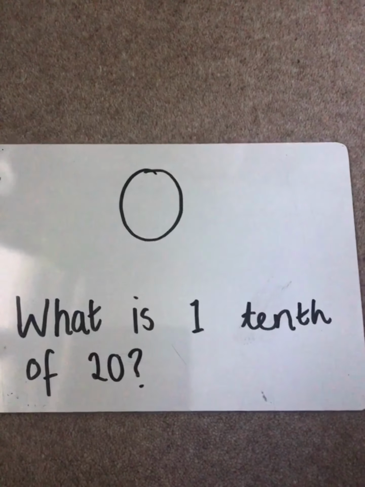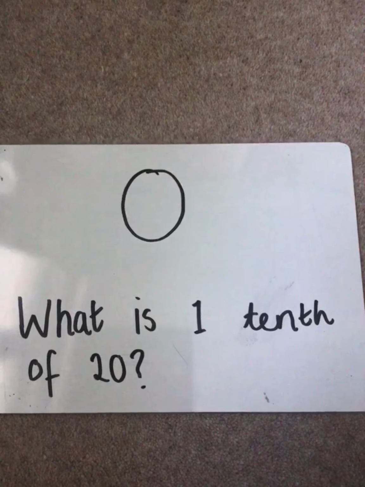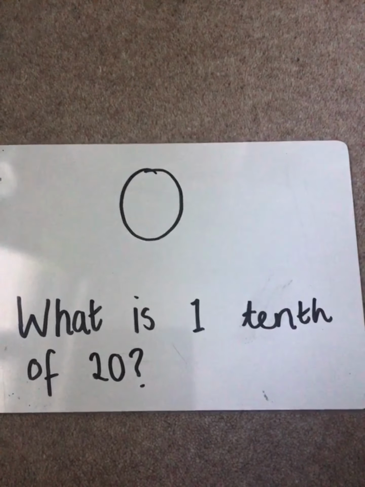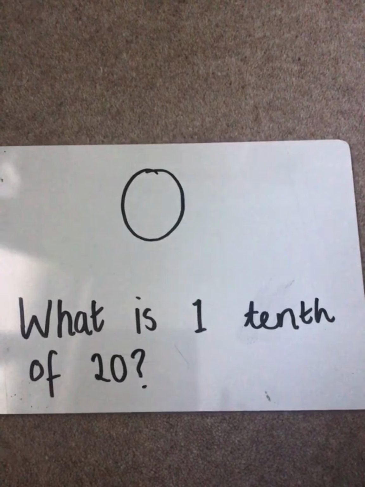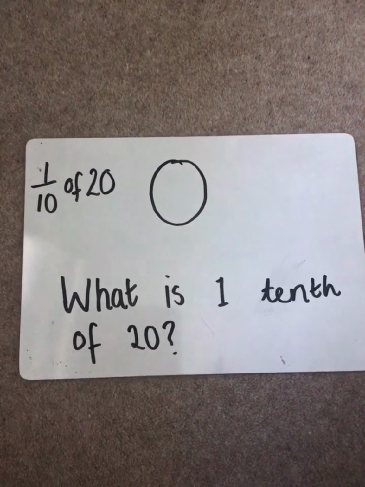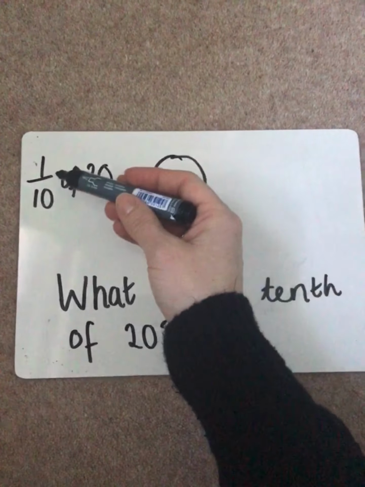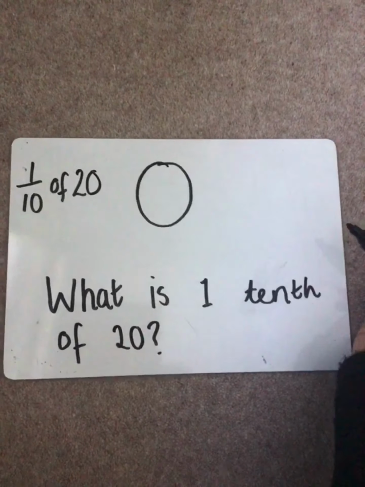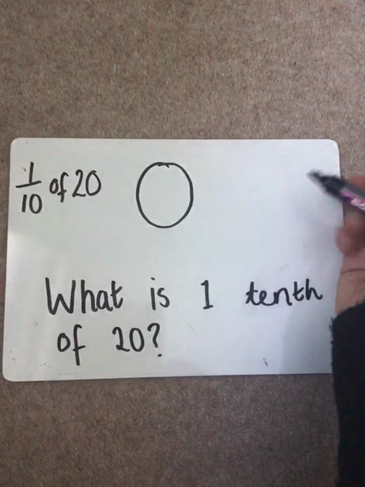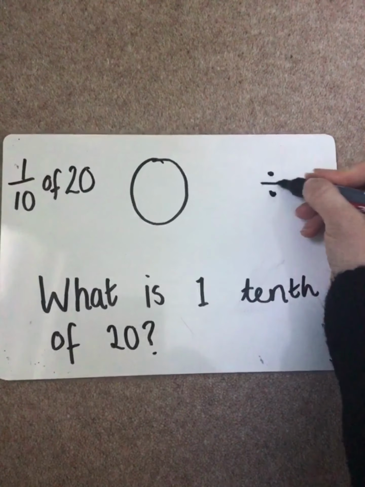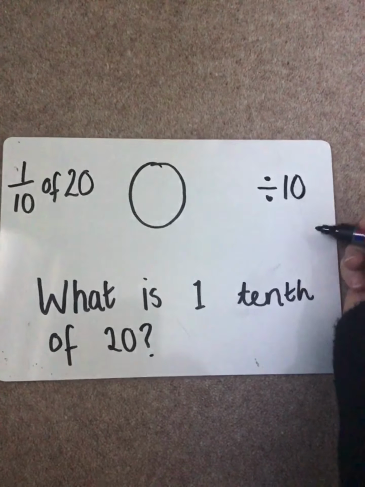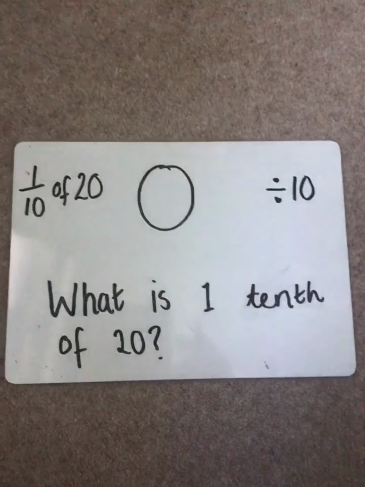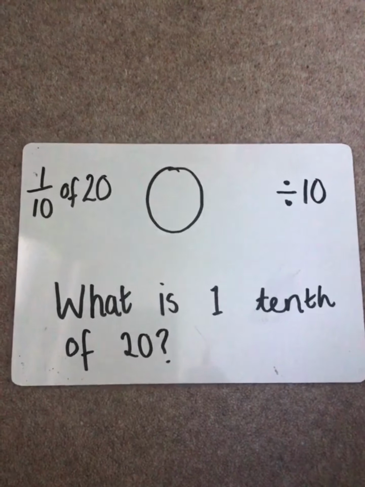Oh, this one's a tricky one. What is 1/10 of 20? 1/10. How do you think we write that? There you go, that's how we write it. 1/10. So how many are we dividing by? How many are we sharing by? We're sharing between 10. We're dividing by 10. How many do I have to split my plate into? 10.